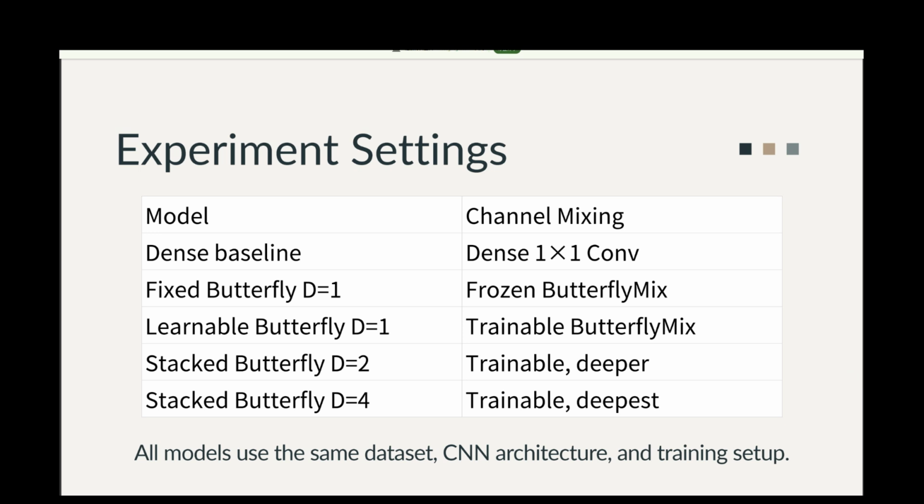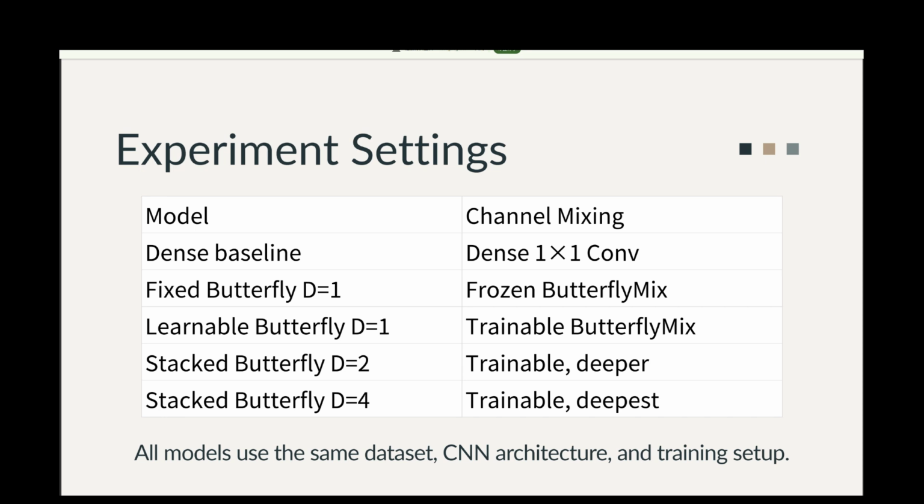In this experiment, I compared 5 models. The first model is the dense baseline. I used the normal one-by-one convolution for channel mixing. The second model is fixed butterfly with d equals 1. It replaces the one-by-one convolution with butterfly mix, but the butterfly parameters are frozen. The third model is learnable butterfly with d equals 1. It also uses butterfly mix, but this time the butterfly parameters are trainable.